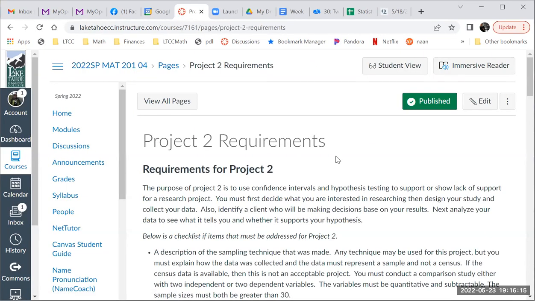And here's the requirements. Okay, one I already told you, you have to work in a group. Okay, so the purpose of project 2 is to use confidence intervals and hypothesis testing to support or show lack of support for a research project. Got it?